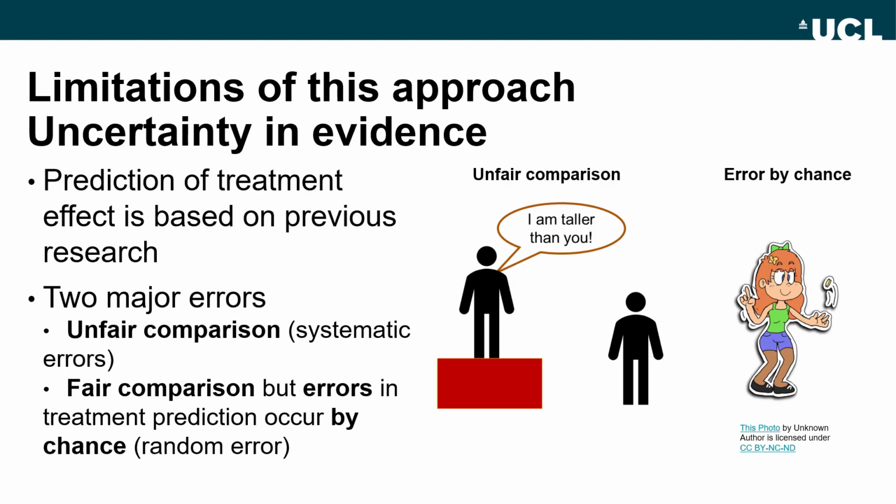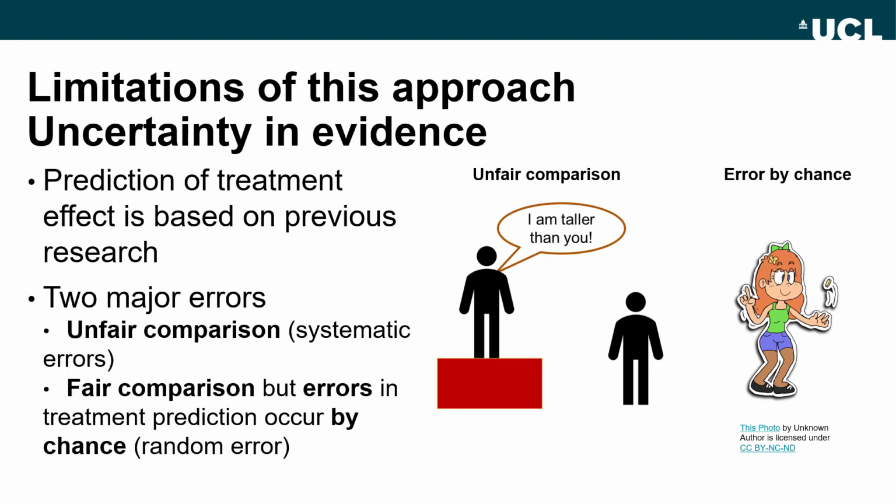The first major error is the systematic error, or the error that arises because of an unfair comparison between the treatments, which might include no treatment. This is like a person standing on a platform and claiming that they are taller than another person, even though they are of the same height. Similarly, because of the way that research is designed, one treatment may appear more beneficial than another despite absence of any benefit.